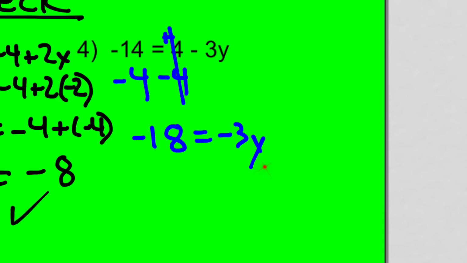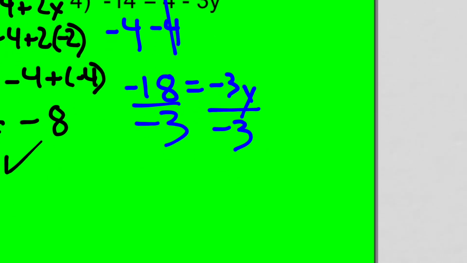I want to show the value of 1y, so I'm going to divide by negative 3. And I'll do it to both sides. Now, negative 18 divided by negative 3 is positive 6. Negative 3 divided by negative 3 is positive 1y. Or just 6 equals y.